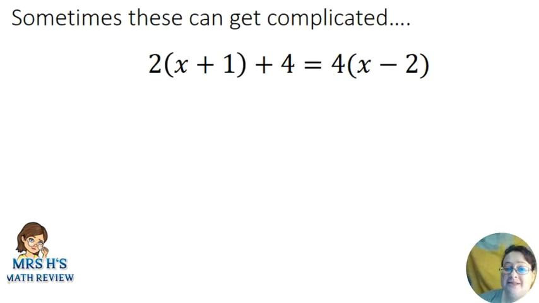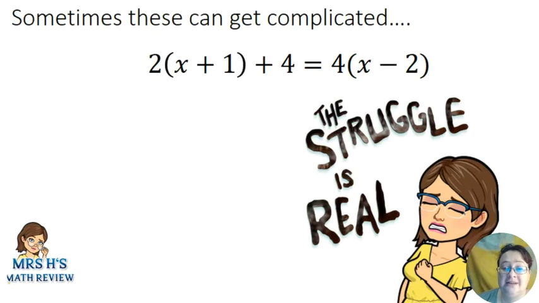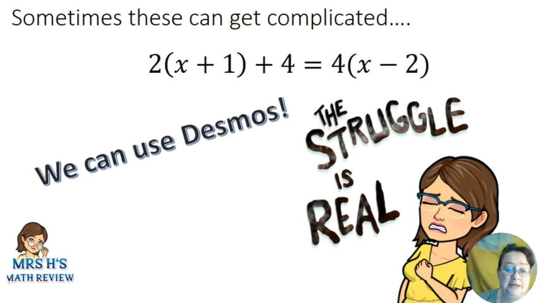Now, sometimes these can get a little bit complicated. Here we've got distributive property, and we've got the variable on both sides. This would take a lot of work to do by hand. That's tough. But we can use Desmos. So let's pause for a minute here, and we're going to bring up Desmos, and I'm going to show you how to do this.